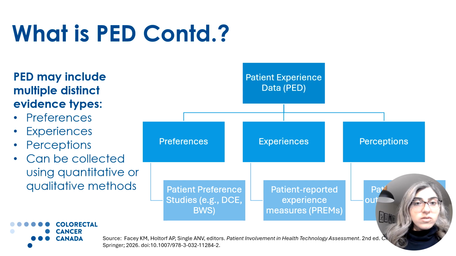Regarding preferences, it's more quantitative, as you're using discrete choice experiments and best-worst scaling. So you could look at the trade-offs between treatment characteristics. Looking at experiences, this can be done qualitatively using interviews and focus groups. For perceptions, you can do surveys on satisfaction or treatment burden.